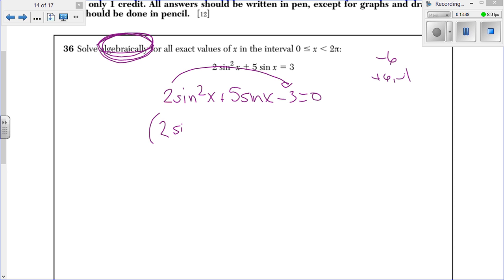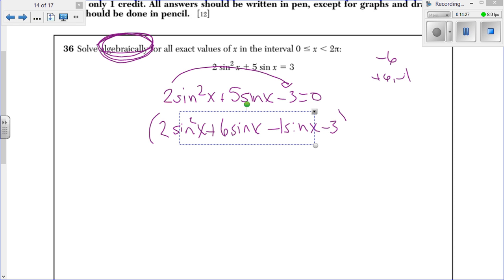All right, let's hopefully get this here. I subtracted my 3, and then I'm going to factor by grouping. So 2 times negative 3 gives me the negative 6. Factors of negative 6 that subtract to give me positive 5 are positive 6 and a negative 1. So 2 sine squared x plus 6 sine x minus 1 sine x minus 3 equals 0.